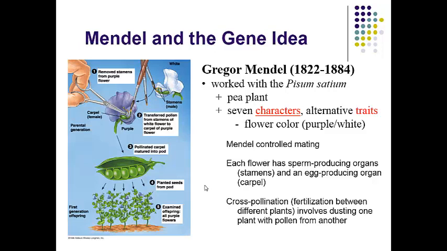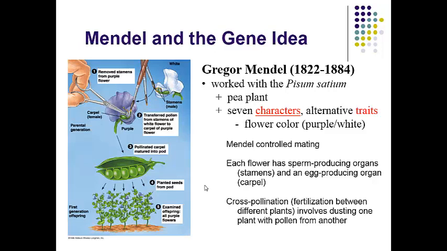Gregor Mendel performed studies on pea plants, and he studied 7 different characters. Today we would call these characters genes. Things like height, flower color, pod shape. These are the different characters that he studied. For each character there were alternative traits. For flower color you had purple and white. For height you had tall and short. For pod shape you had smooth or wrinkled.